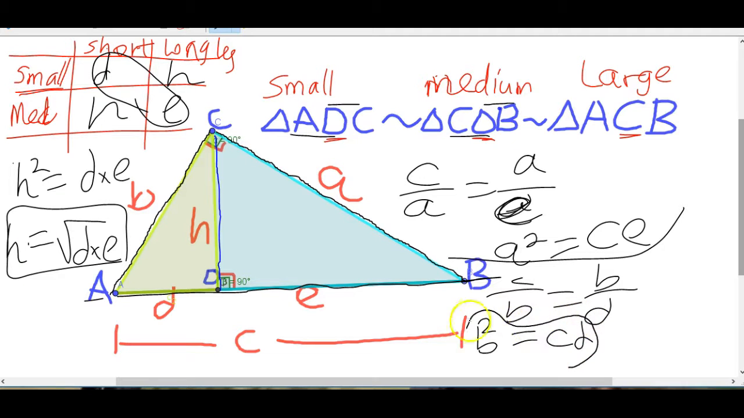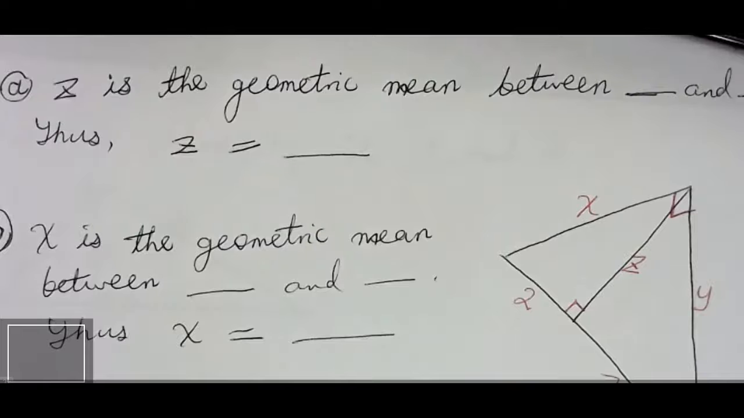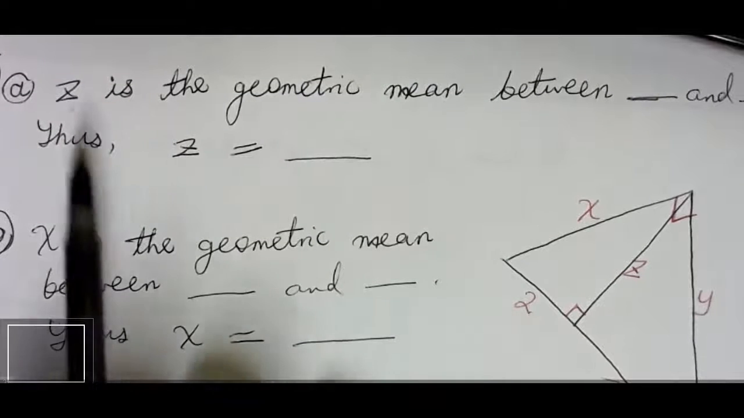And then if you take the square root of A, that will give you CD. And we can actually use this to prove the Pythagorean theorem. We will do that later. Alright, let's look at a problem.